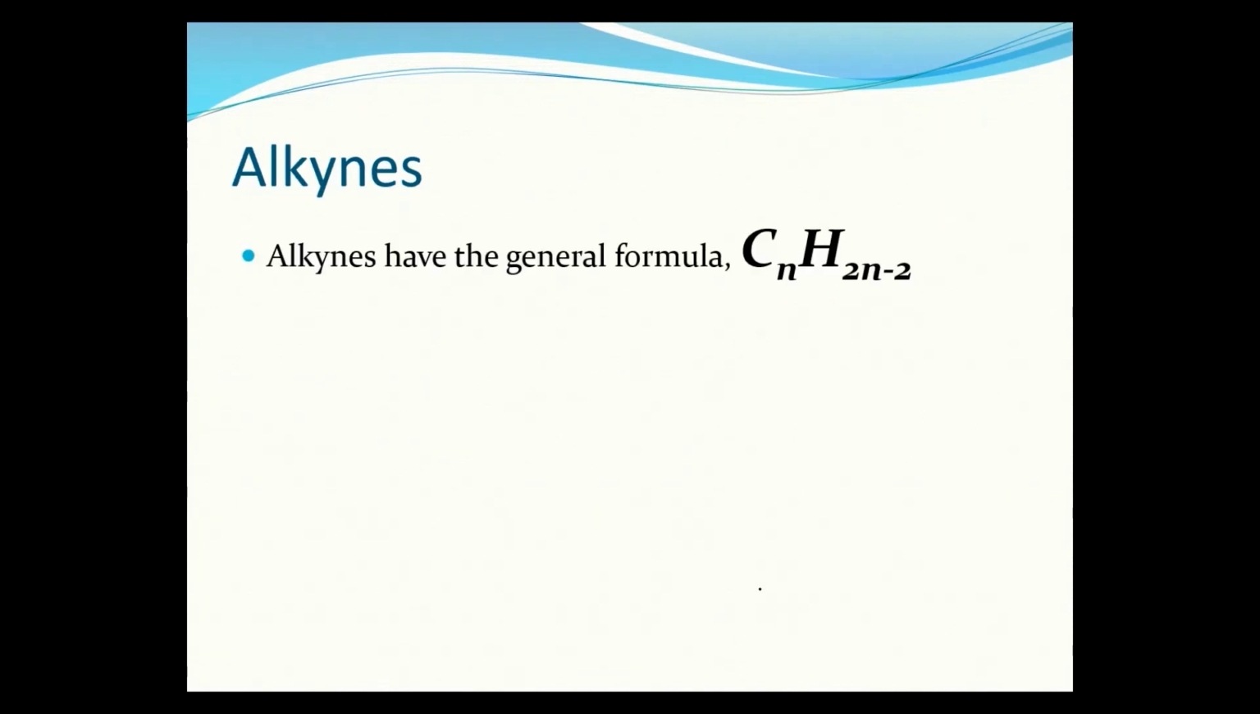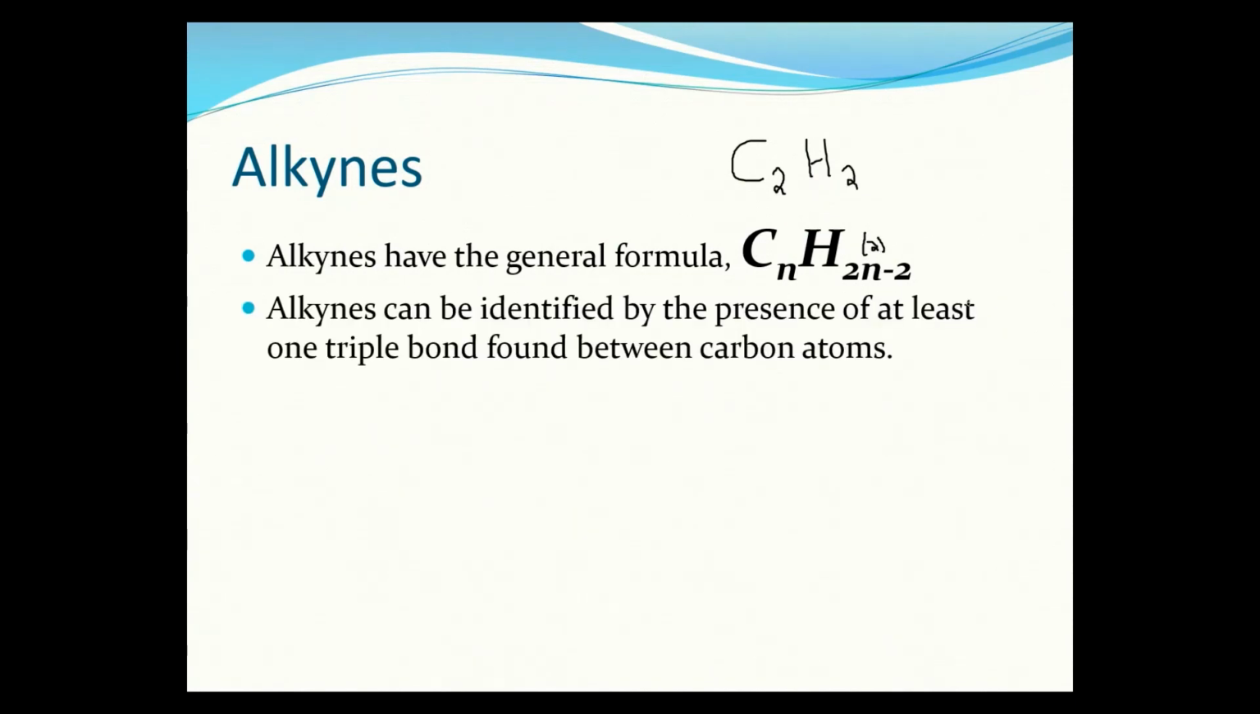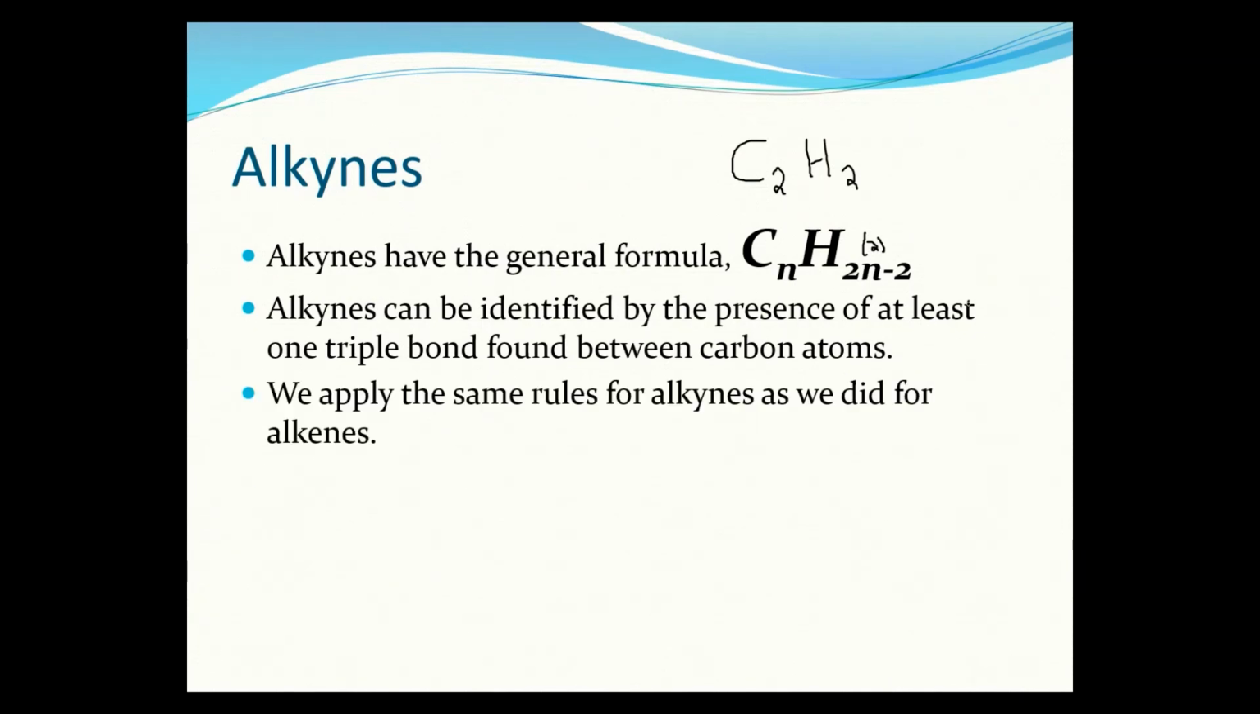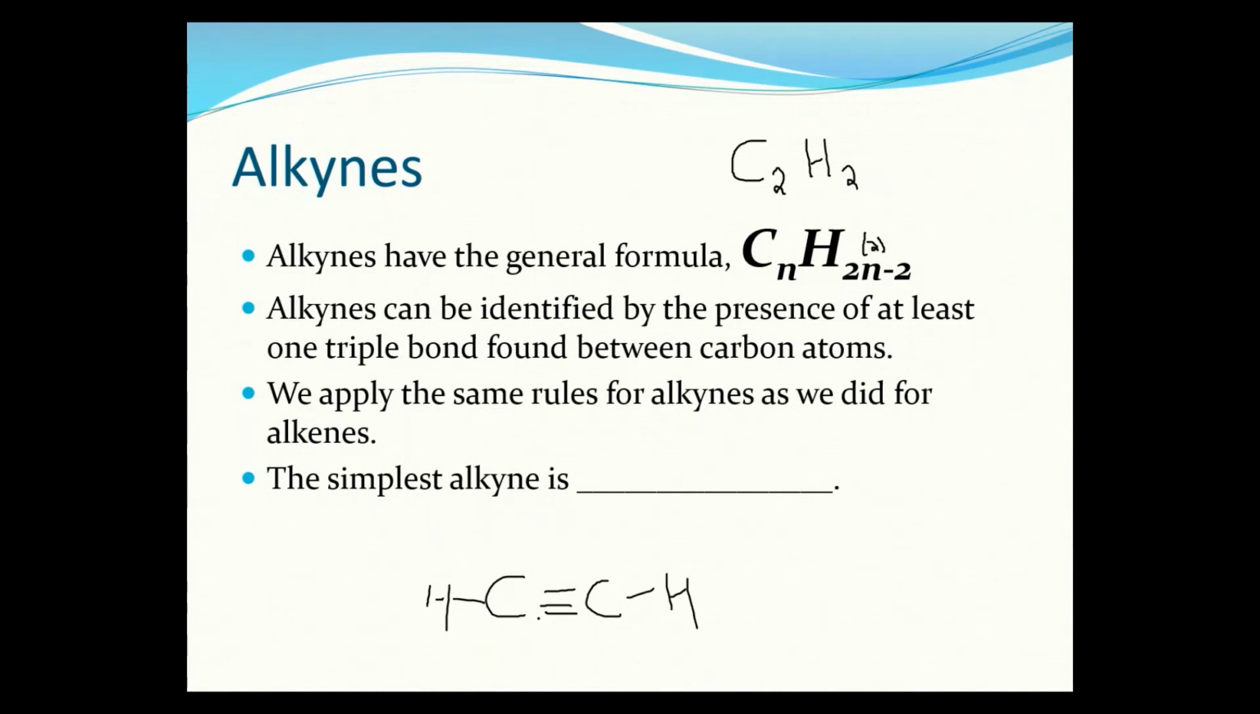Okay, alkynes are pretty much the same thing. This is their formula. So let's say I had 2 carbons. Well, my H is going to be 2 times 2, because that's what N is. So that's 4 minus 2. So you can figure out the formula that way. So alkynes can be identified by the fact that they have 1 triple bond. Same rules apply as alkenes. So the simplest alkyne, we've got to have 2. So we have a triple bond here, which means we just have hydrogens coming off like that. Right? C2H2, just like we predicted.